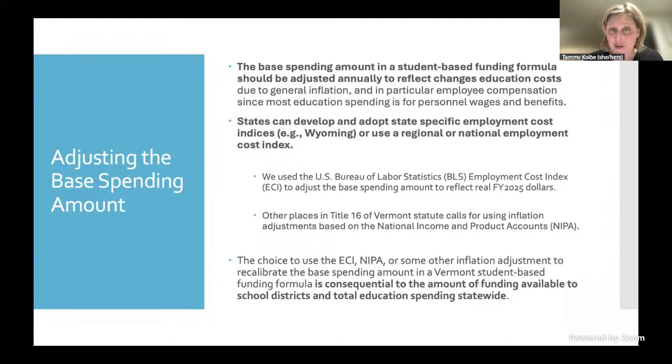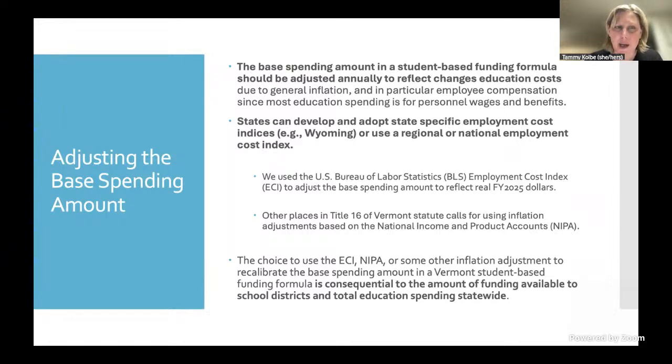So states can develop and adopt their own employment cost indices. Wyoming's done that. In the memo that we provided, there's a footnote to how Wyoming did it. Lori Taylor, who's a very well-respected education economist, developed something for Wyoming. Or they can use a regional or national employment cost index. And I'm sort of coming full circle here, right? We used an employment cost index. And Rebecca, you asked this question, right? So we use the US Bureau of Labor Statistics Employment Cost Index to adjust to fiscal year 25.